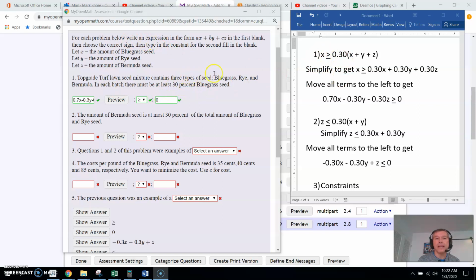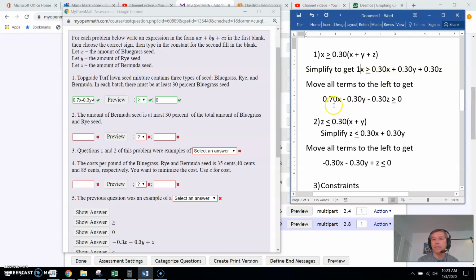So this is the inequality that you have to get from those words. Now, this has to be in this form right here. The first one has to be in the form of ax plus by plus cz, then your inequality sign, then a constant over here. So what we have to do is simplify this by taking the 0.3 times each one of these. Then I have to move all these terms to the left. Right here is really 1x, and then this 0.3x gets subtracted off. If you take 1 minus 0.3, you can use a calculator if you like, you get 0.7.